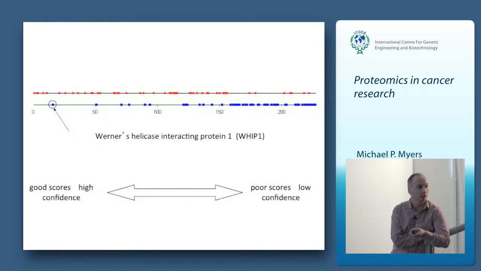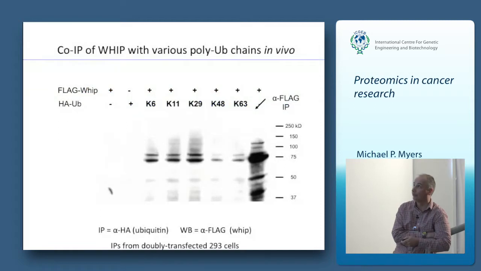It turns out that WIP will co-IP with basically any kind of ubiquitin chain you throw at it. It doesn't care. If it's K6, K11, K29, K48, K63, it doesn't matter. It will IP just fine.